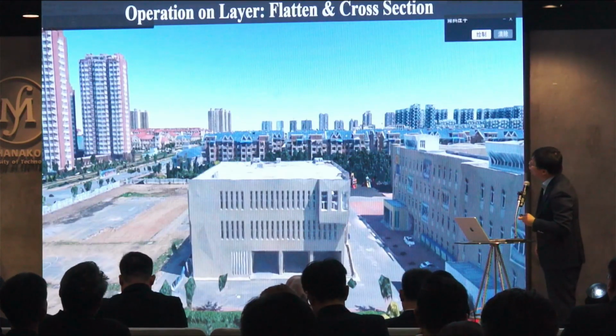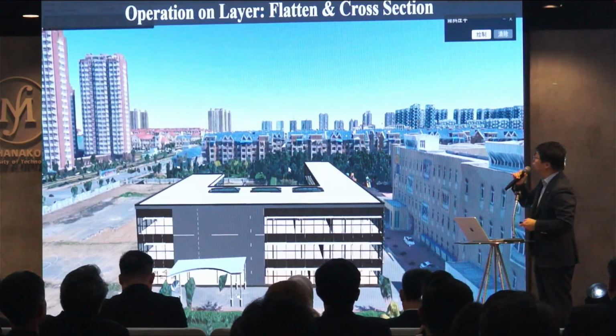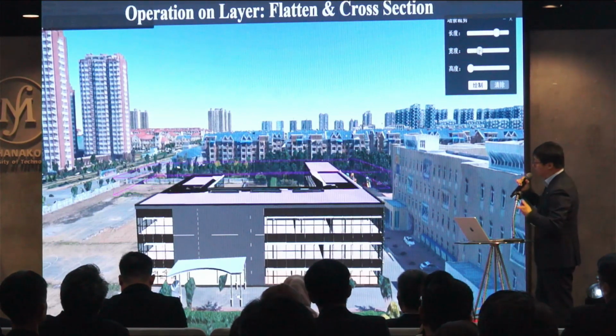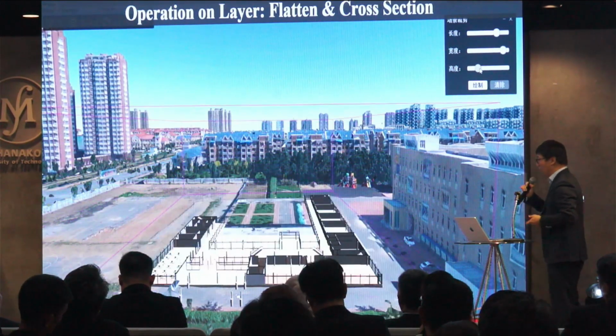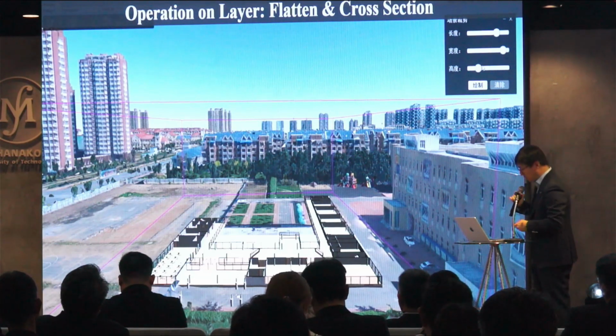For example, we can do some operations on the layer. So maybe we could flatten the oblique imageries and put the BIM data on it and do some sections to see the accessories inside.